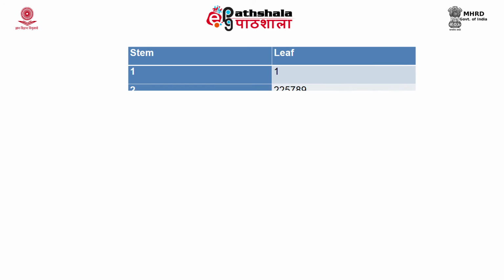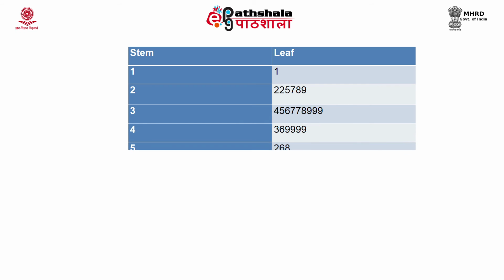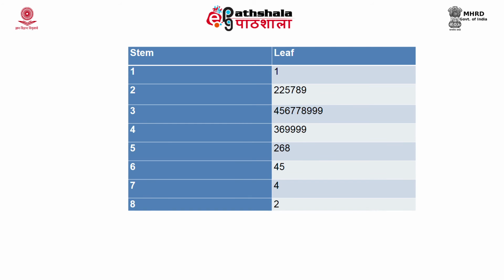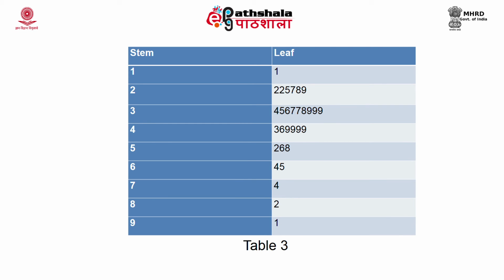In table 3, on the left hand side, we have the stem, which represents the tens place value, and on the right hand side we have the leaf, which represents the ones place value. So how to construct a stem and leaf plot? Let us suppose our first observation is 11. So we keep the 1 on the left hand side and 1 on the right hand side, because the left hand side represents the tens place and the right hand side leaf represents the ones place.